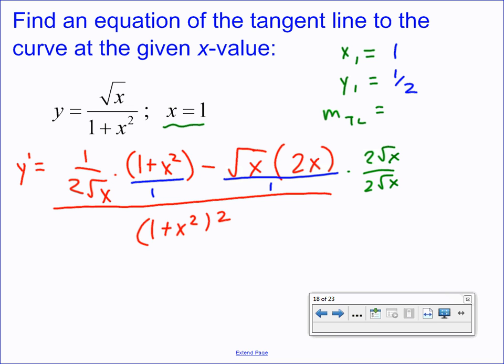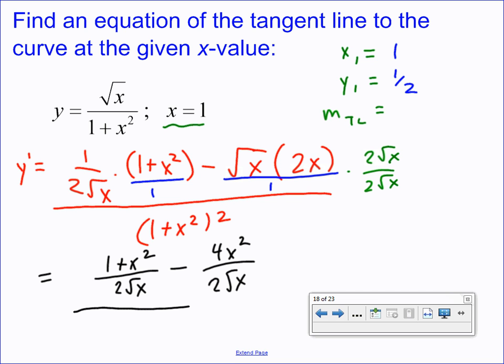When we do that, I get 1 plus x squared over 2 root x minus, and then here I get 2 times 2 is 4. Root x times root x is x, times the x is x squared. So I get 4x squared over the common denominator that we constructed, all over 1 plus x squared squared. Oh my gosh, we're close.